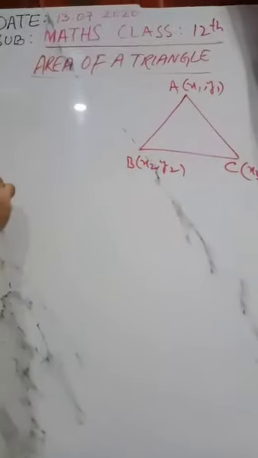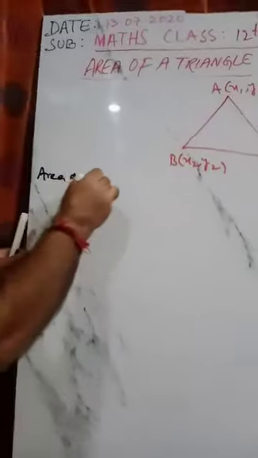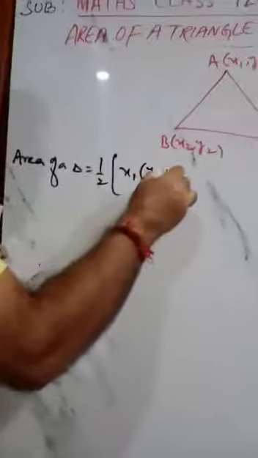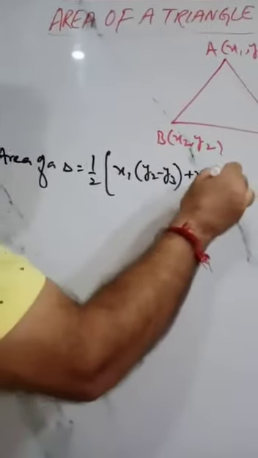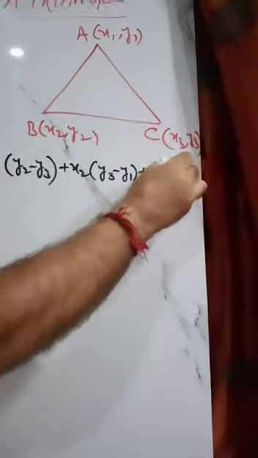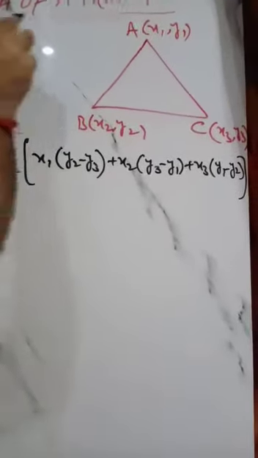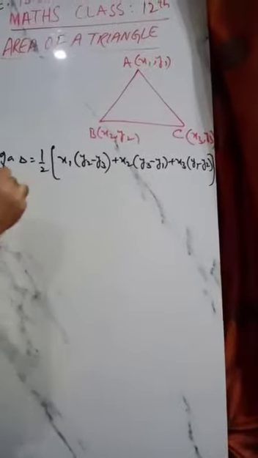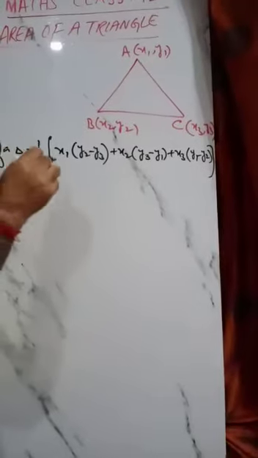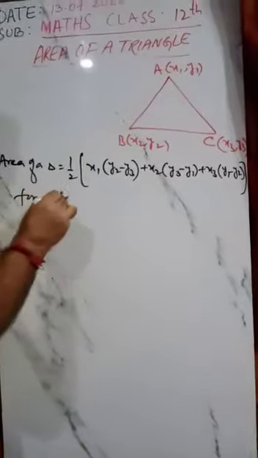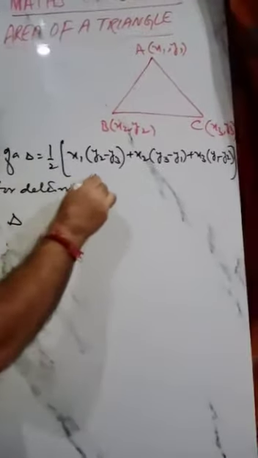is: area equals 1 by 2 [x1 (y2 minus y3) plus x2 (y3 minus y1) plus x3 (y1 minus y2)]. So this is the formula you used in previous classes for the area of a triangle in coordinate geometry when the vertices are given. This expression can be written in determinant form like this.